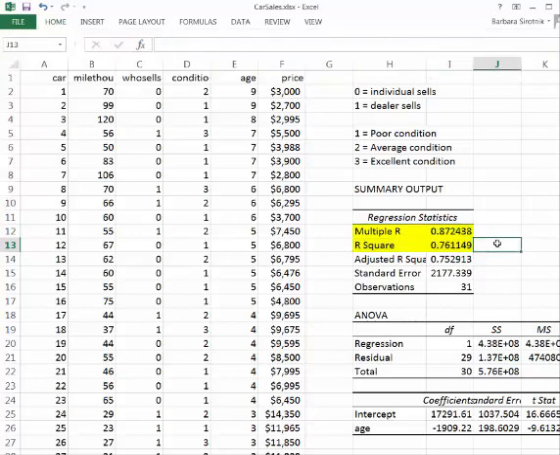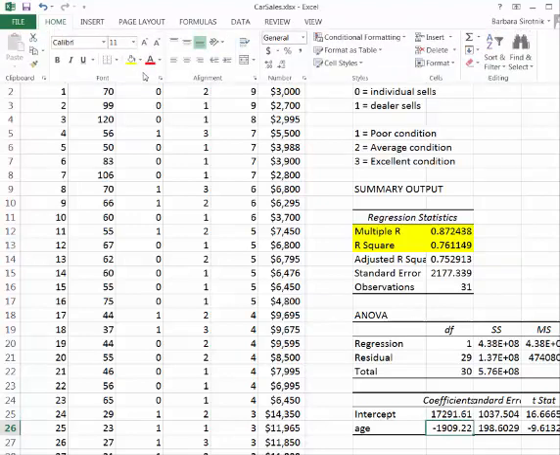But now, wait a minute. According to the graph, it should be a negative relationship. The older the car, the lower the price. I'm not seeing that in this multiple R. What I am seeing, however, is that my slope is a negative number. So, what's going on here?